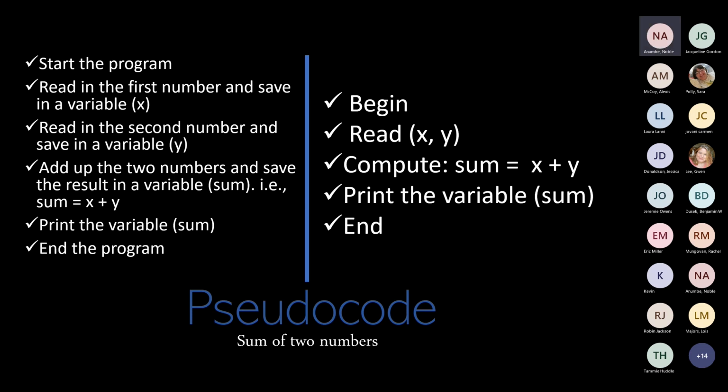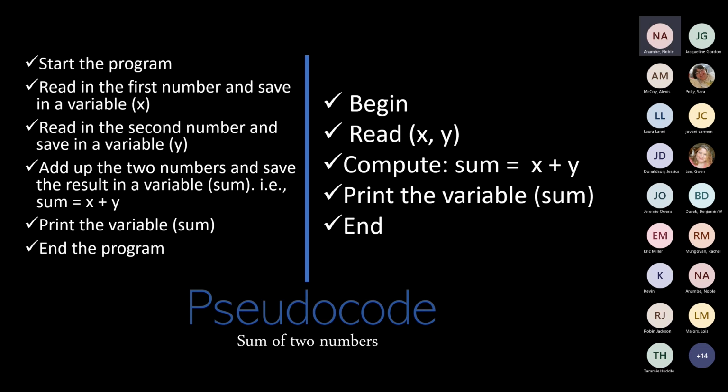Add up the two numbers, which is, let's say, sum equals x plus y. So you've declared x, you've declared y, x plus y, and then you print out that sum. So this is a pseudocode.